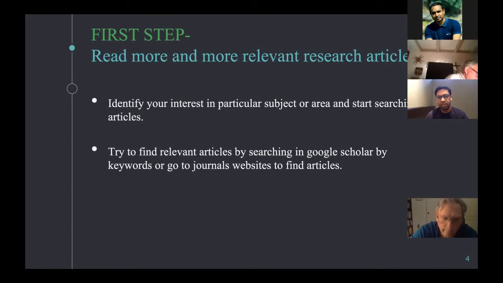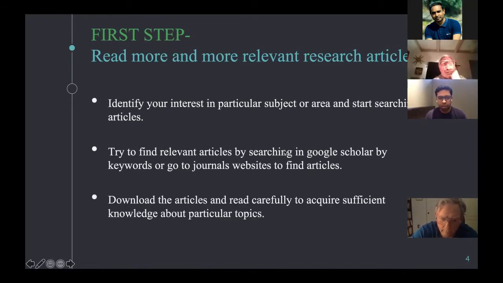Try to find the key discussion from each article, and summarize it for the future part. So download the articles and read carefully, and acquire sufficient knowledge of the particular topic you are going to write a review paper on. This is a very important thing before you start writing a review paper. The more you read, the more you will learn, and you will have a very good idea about what you are going to do in your writing.